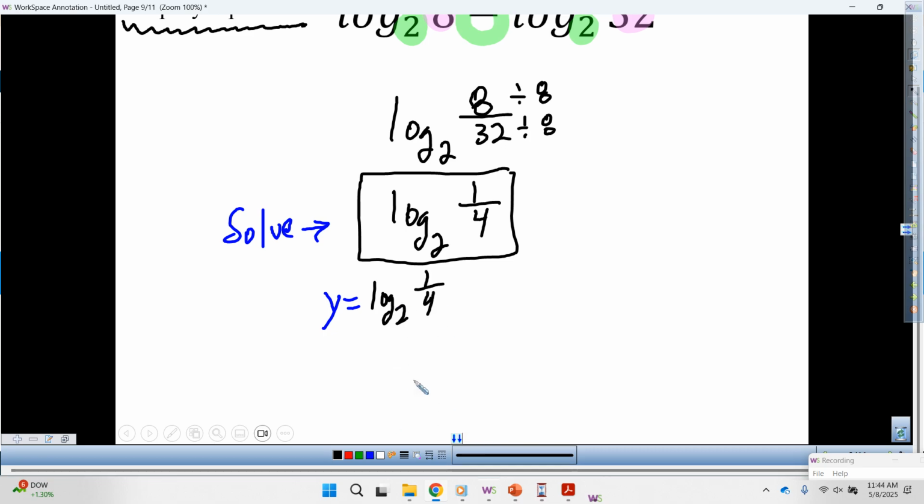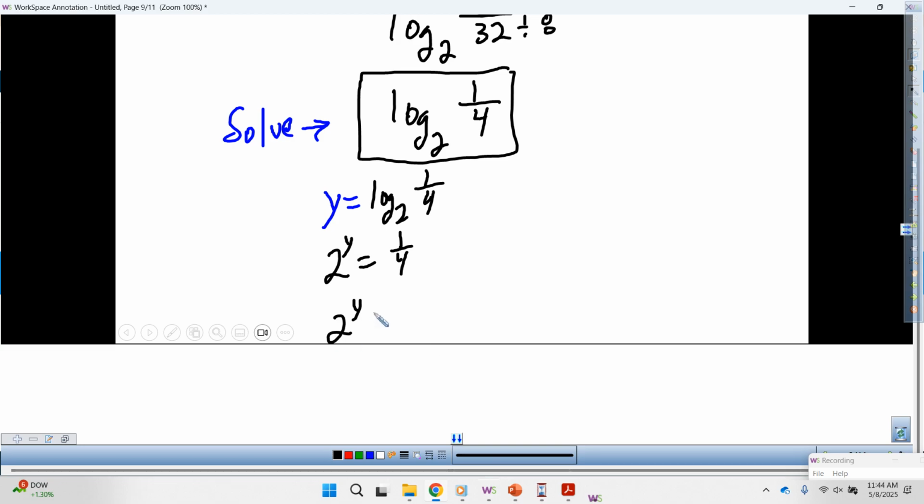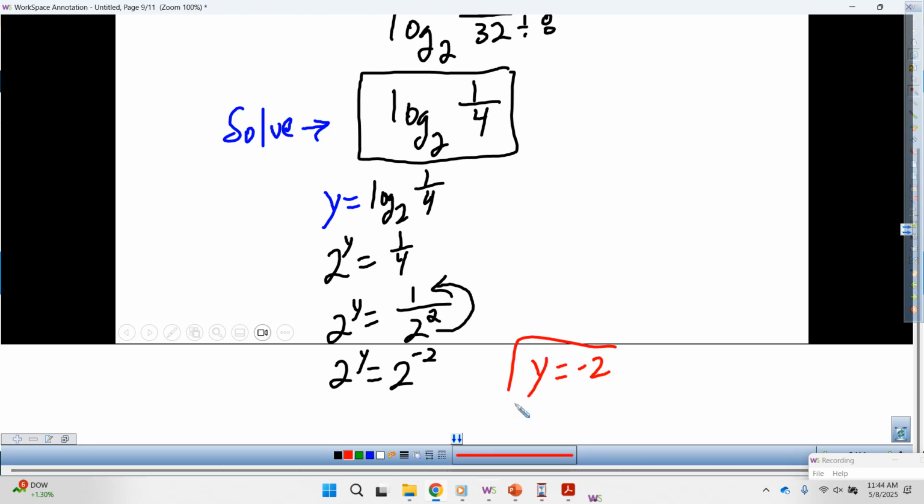What do I do next? Change it to exponential. So what do I write? 2 to the y equals 1/4. Now we need the same base. So 2 to the what gives me 4? 2. But it still doesn't look like it. That means I need to bring it up over here. So 2 to the y equals 2 to the -2. So y equals -2.